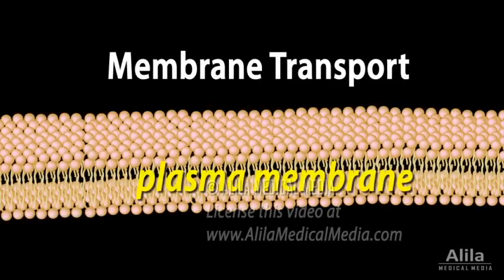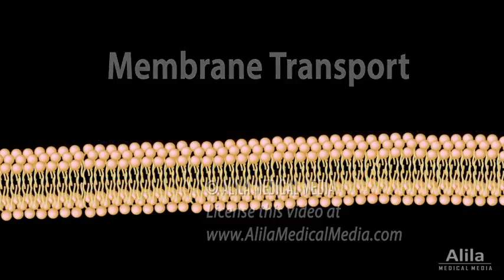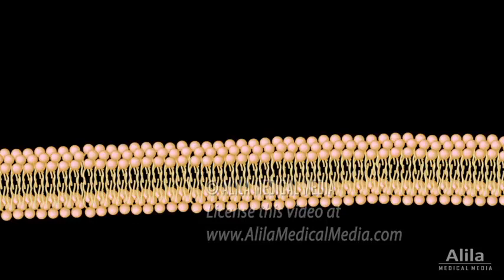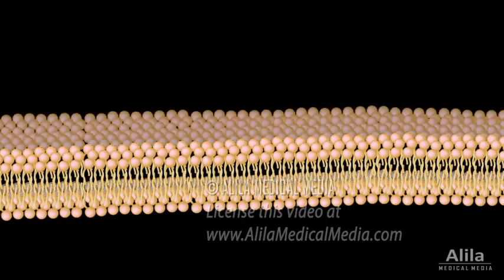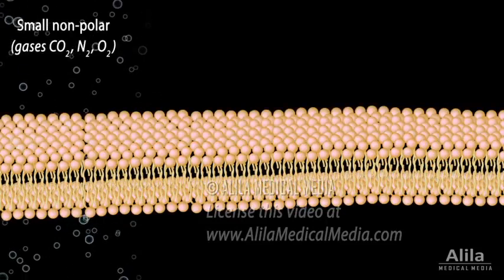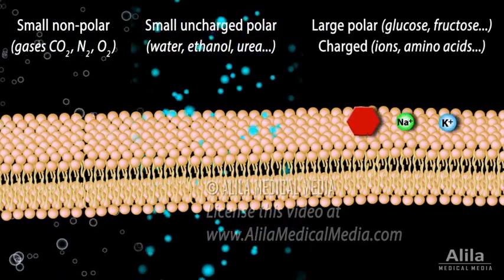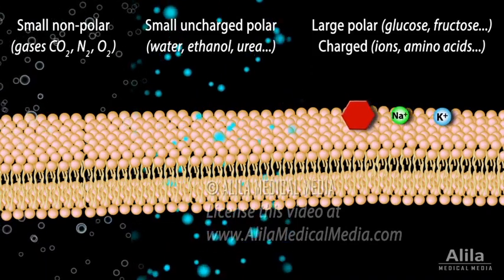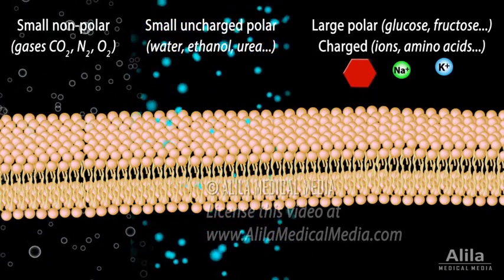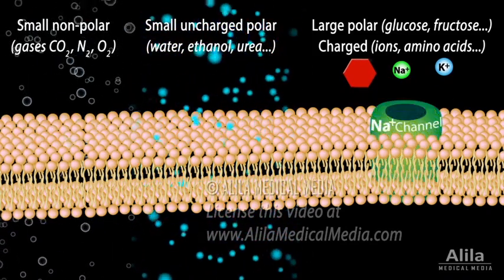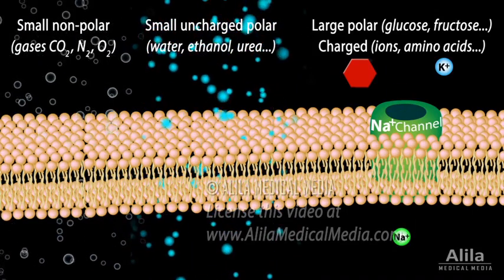All animal cells are enclosed in a plasma membrane, which consists of two layers of phospholipids. The hydrophobic nature of the cell membrane makes it intrinsically permeable to small nonpolar and uncharged polar molecules, but non-permeable to large polar molecules and charged particles. Charged particles, such as ions, must use special channels to move through the membrane.